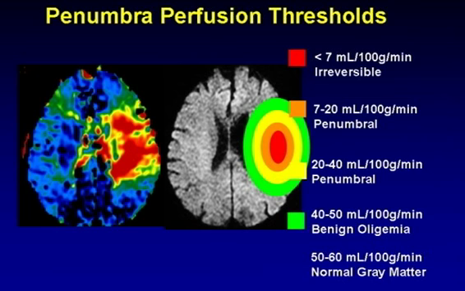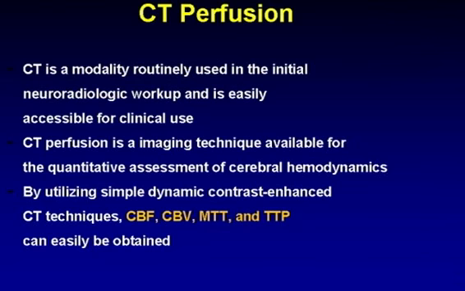I don't want to spend too much time on this, but this is just to show you some of the parameters of the blood flow measurements, from irreversible tissue injury to penumbral tissue injury to the penumbra to benign oligemia, and then normal is between 50 to 60 in the normal gray matter.